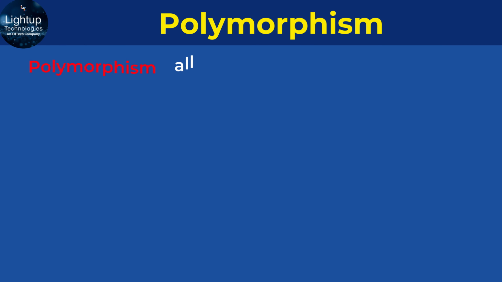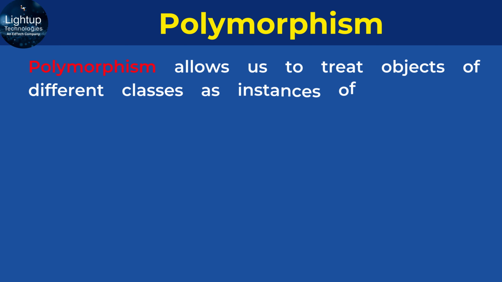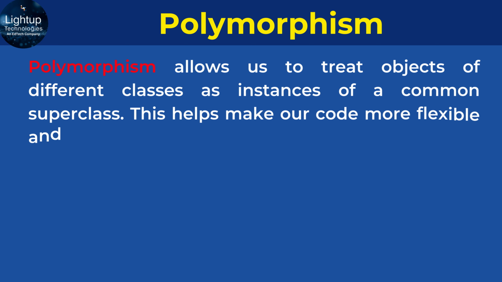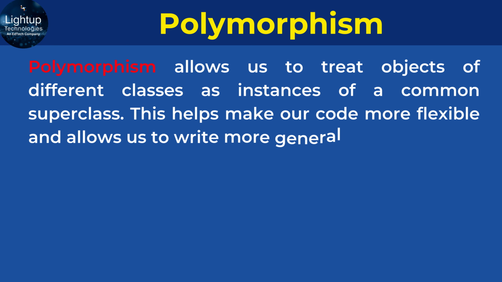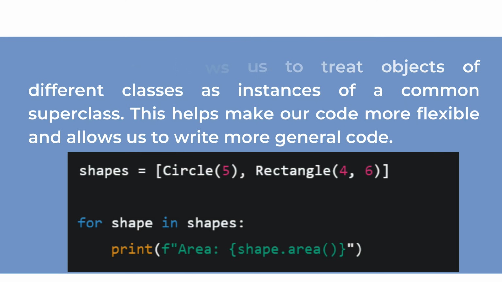Next up is polymorphism, which allows us to treat objects of different classes as instances of a common superclass. This helps make our code more flexible and allows us to write more general code. Here, both Circle and Rectangle objects are treated as Shape objects, but they each execute their own version of the area method. This is polymorphism in action.